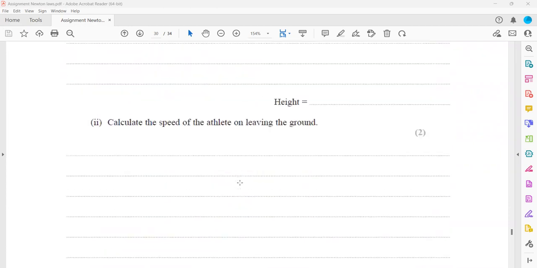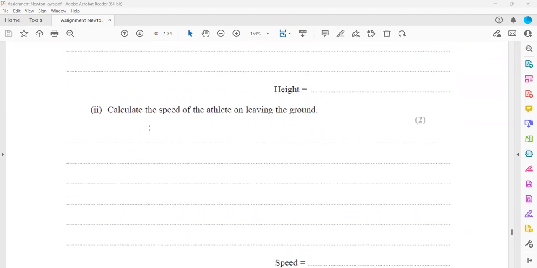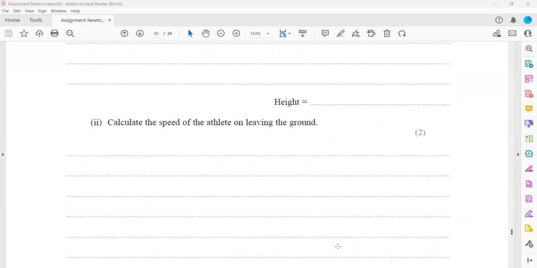Calculate the speed of an athlete on leaving. Even if you did an example like this here, you don't have to do it again. Now you need to calculate the speed of an athlete on leaving. There are two ways you can use: gravitational potential energy equals kinetic energy, or you can use the same concept that if you have the time, you find the initial speed. As I mentioned, if it is going up, you need the initial speed. The final speed is 0.